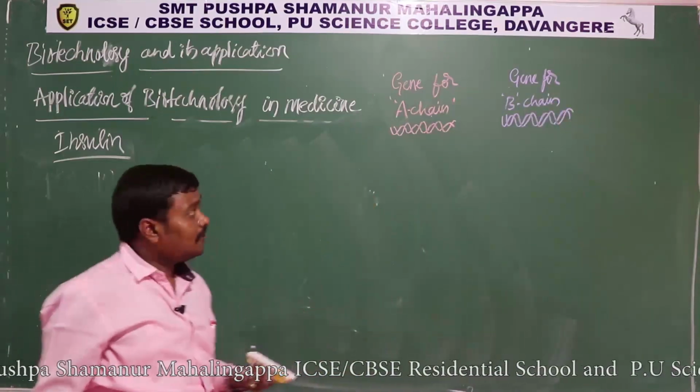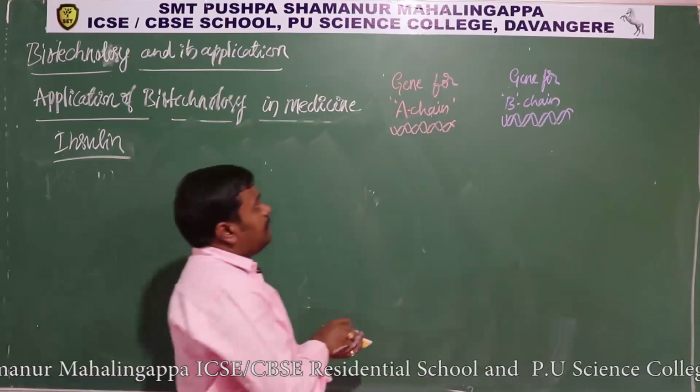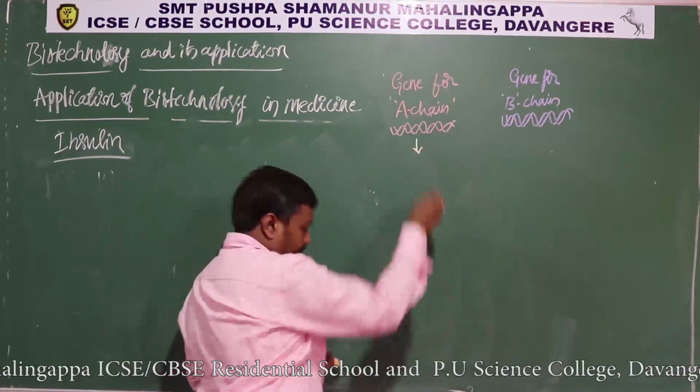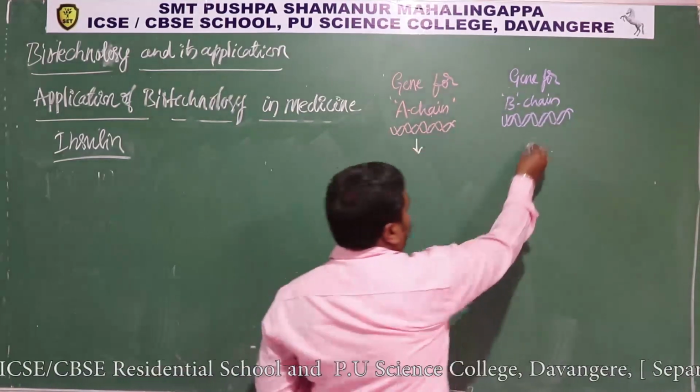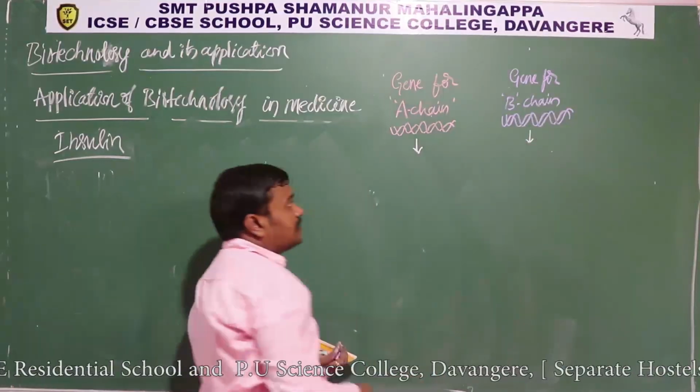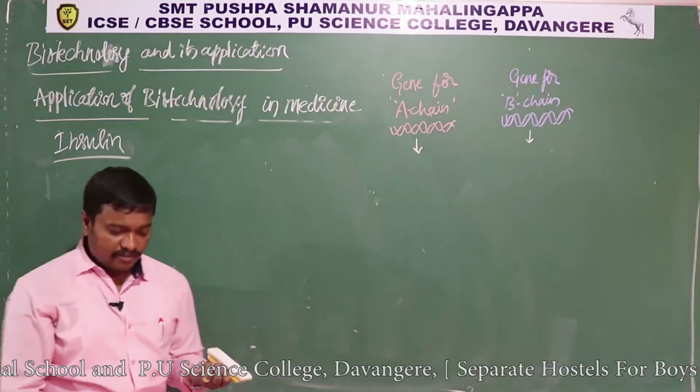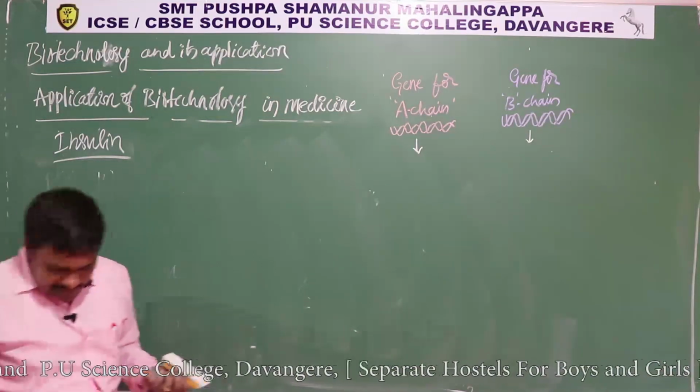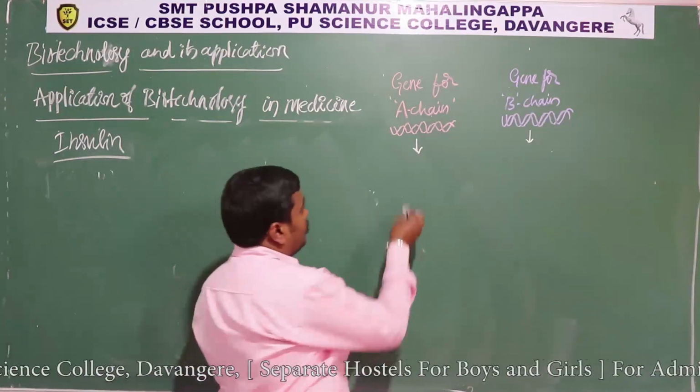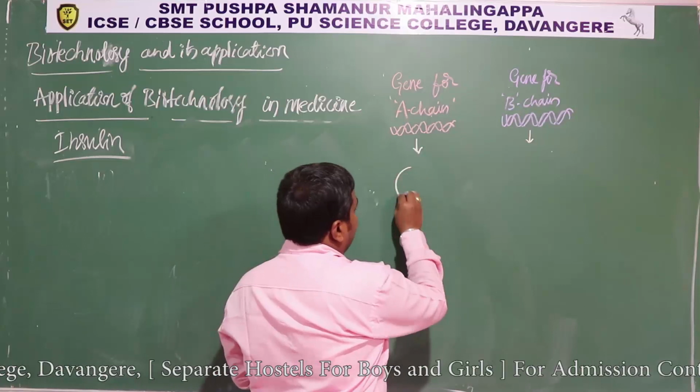B chain. Okay, now this A chain and B chain, they are ligated. In the previous chapter you studied how to cut the DNA, how to isolate the DNA and how to insert that DNA. By using a ligase enzyme, they joined it to pUC18.